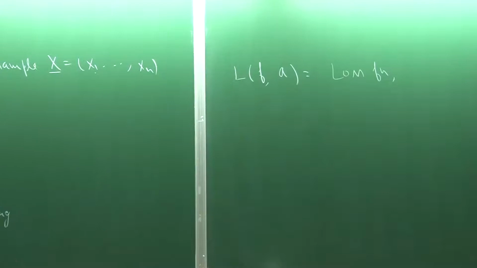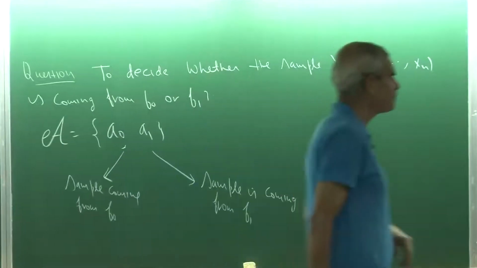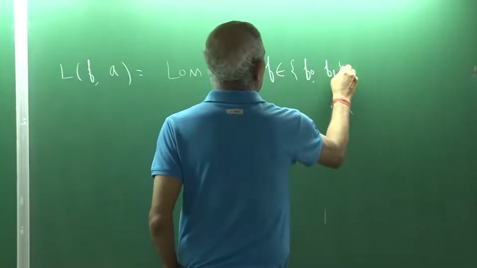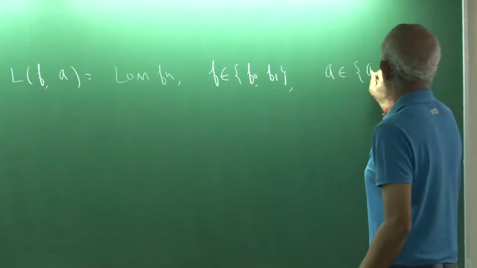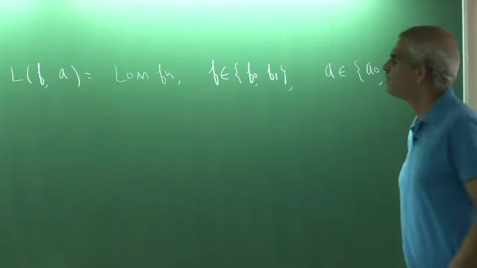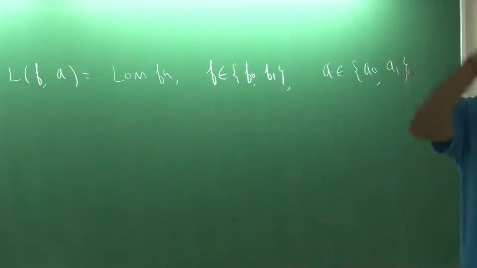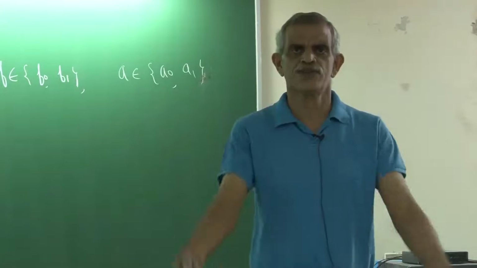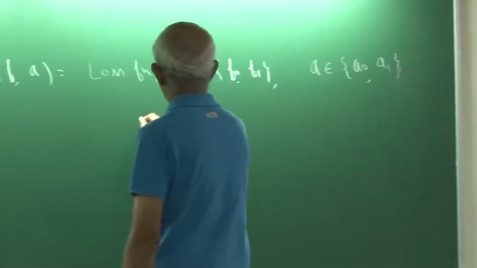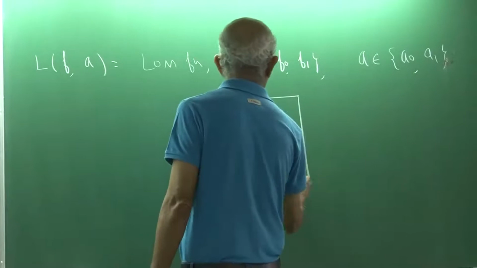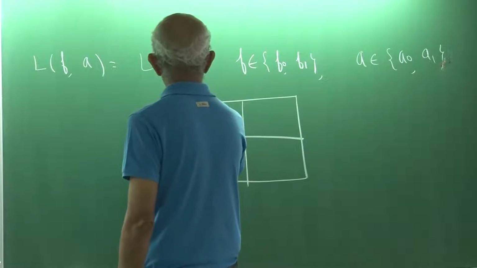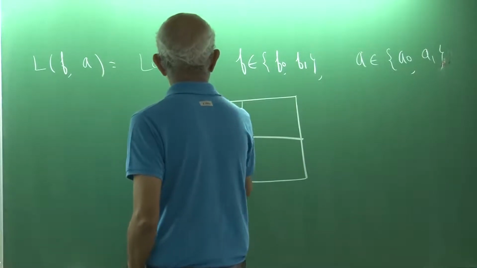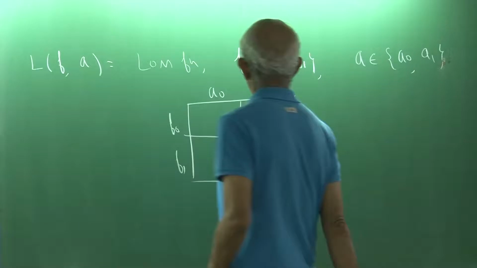What are the values f can take? f can take the value f0 or f1. And only two actions are available to us, so a can also take only two values, a0 or a1. So in a certain sense, my loss function is a matrix which has 4 elements. So it is a 2 by 2 matrix. I can write down my loss function as follows. Here I write down the state of nature, f0 and f1, and here are the actions a0 and a1.